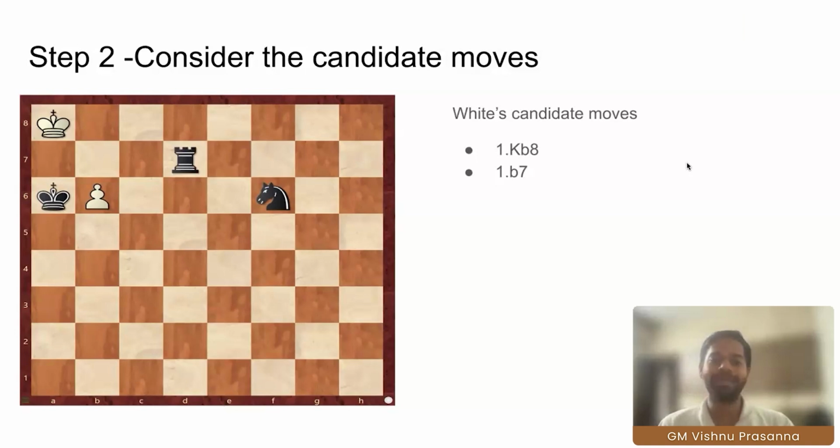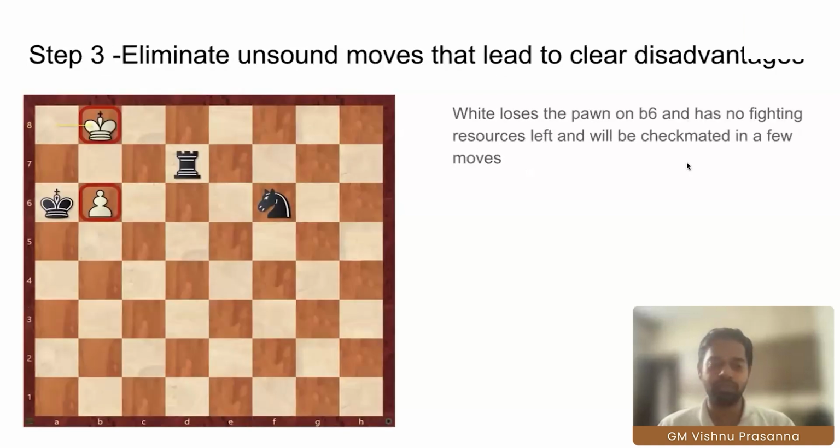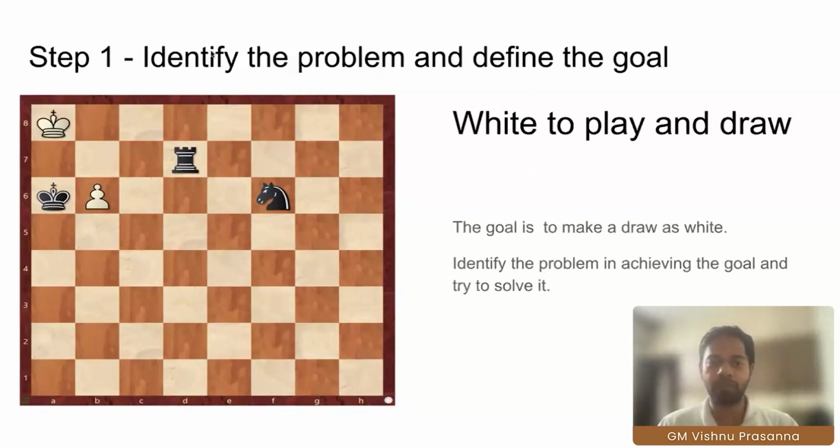And white's candidate moves. So once again, what do we see? There is no need to calculate. We can eliminate king b8 immediately. So I'm not finding b5. Step 1 is to look at the top, identify the problem and define the goal.